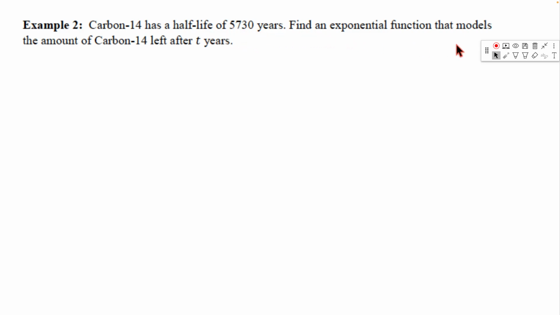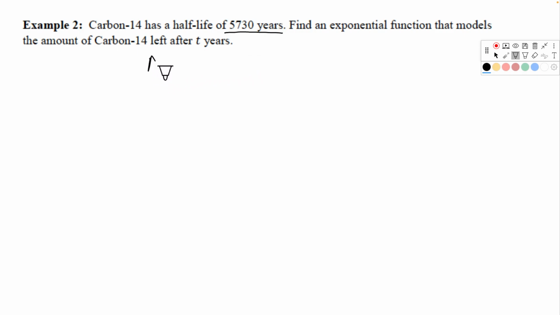So carbon-14 has a half-life of 5,730 years. Find an exponential function that models the amount of carbon-14 left after t years. So we've got to do a little bit of problem solving. I believe if you're in chemistry, there's a special formula that incorporates the half-life, and you just plug the half-life into the formula. We're going to start here with just the concept of half-life. We don't have much information, right? We know that we'll have half of whatever we started with after 5,730 years.